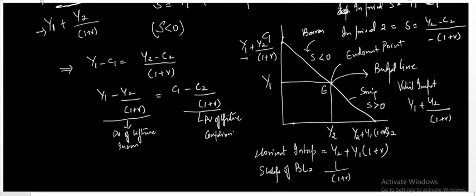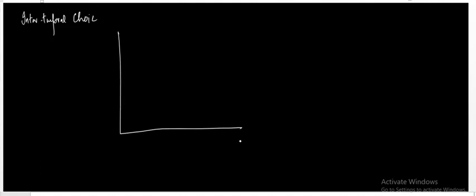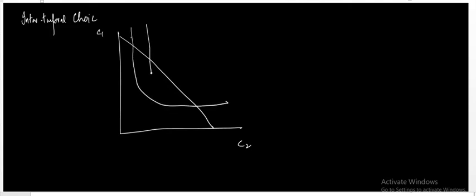Now the next thing that we are going to talk about is the intertemporal choice: at which point a consumer should choose. Now let me make up the budget line again. So this is my consumption in period 2, this is my consumption in period 1, and this is my budget line. Let me draw up some indifference curves on which the consumer is indifferent about the different combinations that we get over here.